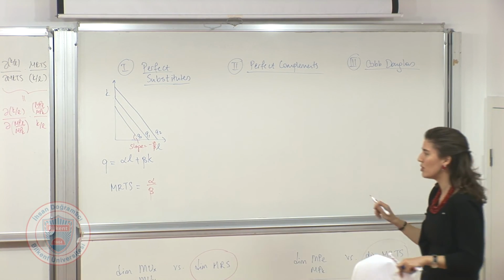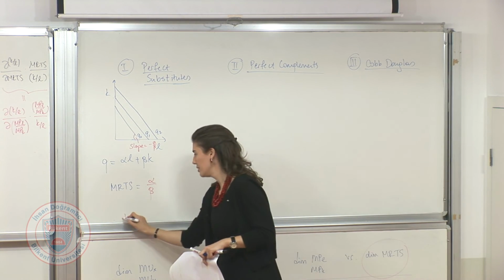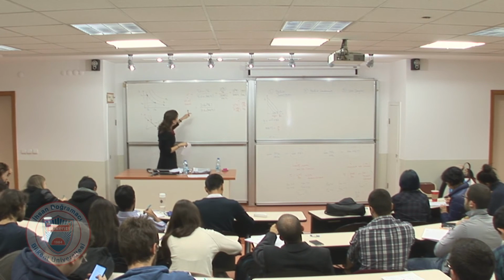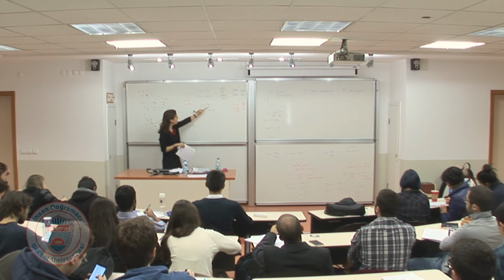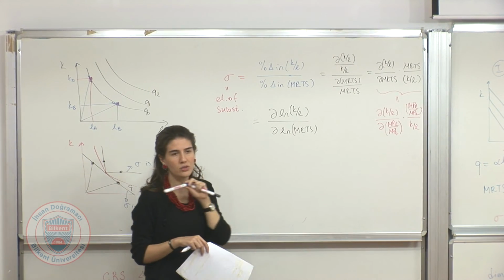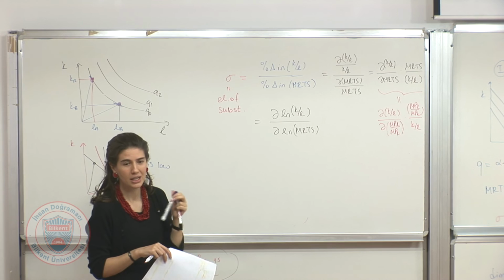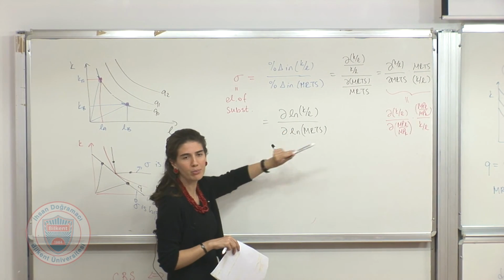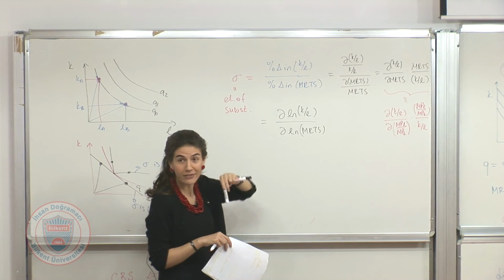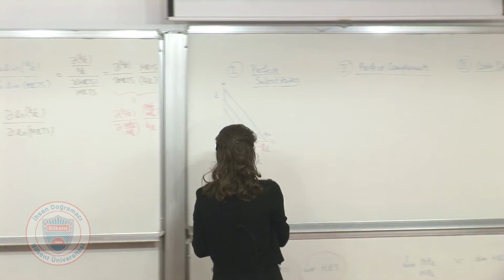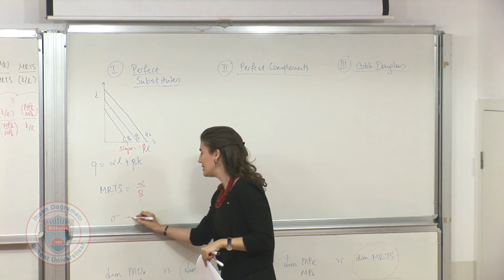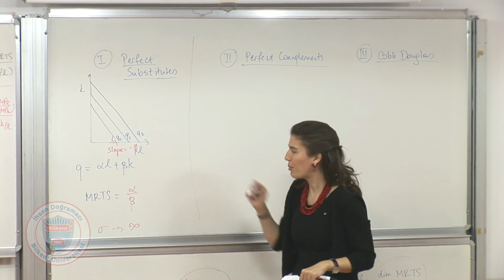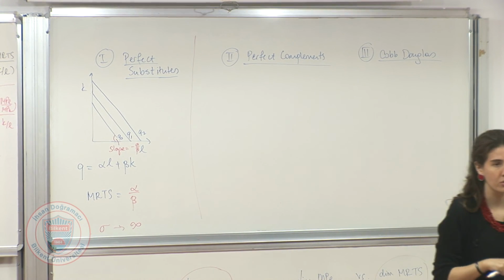What is the elasticity of substitution here? Let me try to figure this out. When I change K over L, this guy doesn't change at all. So this is 0, and there is some number divided by 0. What is it? Infinity, right? So apparently the elasticity of substitution goes to infinity here. So you see that obviously these are perfectly substitutable goods, okay?